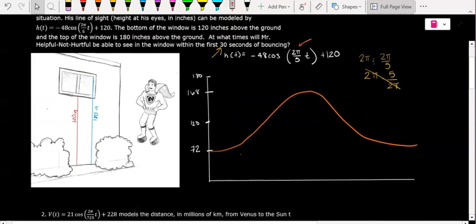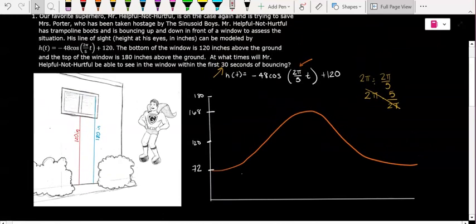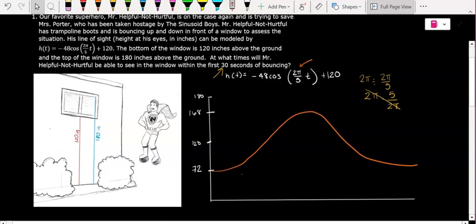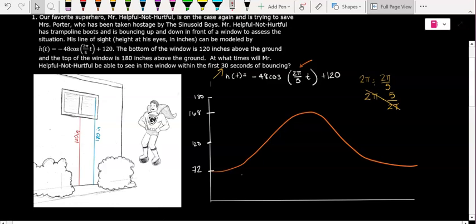And now I need to figure out what the times are going to be when he's doing that, because that's what it's asking me. At what times will Mr. Helpful Not Hurtful be able to see into the window within that first 30 seconds? So if we start at 0 seconds and go to 30 seconds, how often are we going to be looking here? So let's see what we've got.